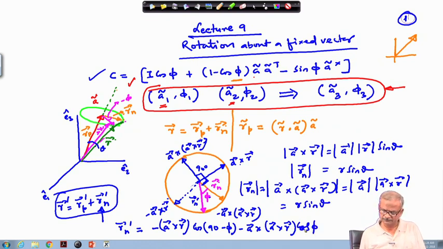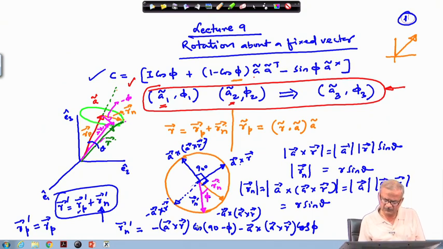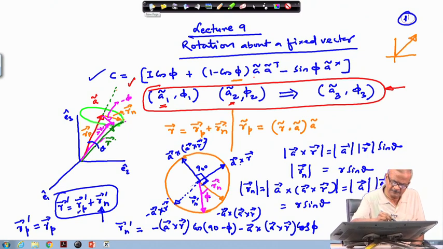Okay. So, this is your r prime n, this is a normal component, and if we combine with this r p prime, which is the parallel along this direction, I will ultimately get the final result. So, your r p prime is nothing but your r p. So, we just need to add this. So, final addition.